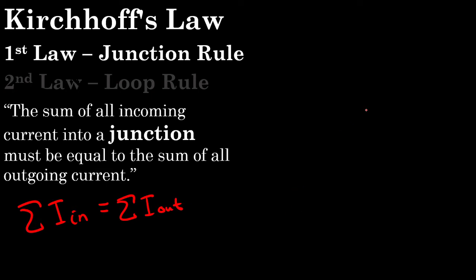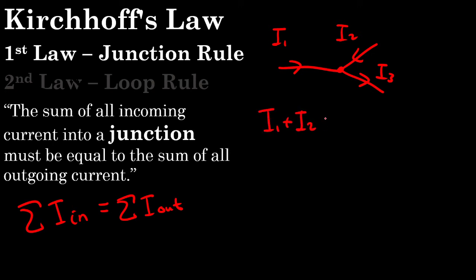Okay, so let's take the same diagram that we had before, which is a junction with three wires. Let's call the ingoing currents I1 and I2, and the outgoing current I3. All right. So here we can apply Kirchhoff's law. I1 plus I2 must be equal to all of the current that comes out of that junction, which is I3. So the application of Kirchhoff's first rule gives you a relationship between all the currents that meet at that junction.